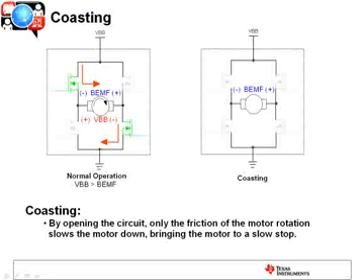The back EMF now has nowhere to flow. So the only thing that's going to slow that motor down is basically the kinetic friction of the rotation itself. The bearings, the various mechanical aspects of that motor, the friction is going to slowly bring that motor to a halt, to a slow stop. And that's what's called coasting.